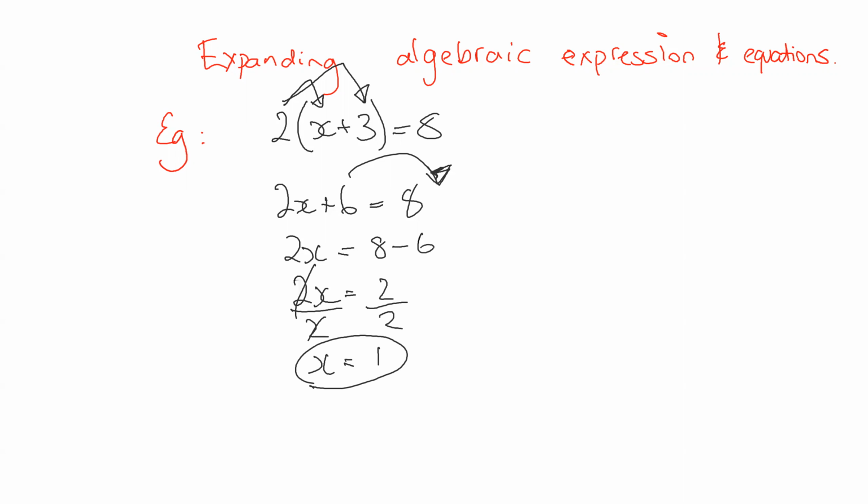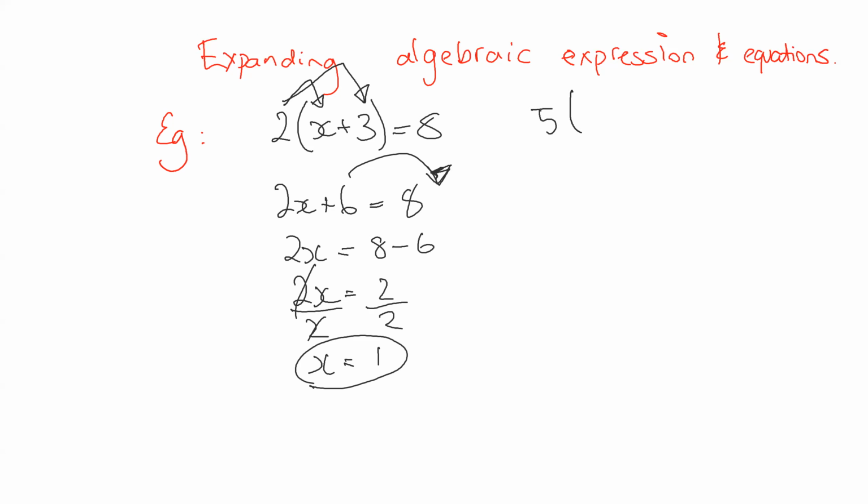So once we expand, we get the variables on one side and the numbers on one side, and then we solve for that variable. In this case, it was x. Let's do another example.